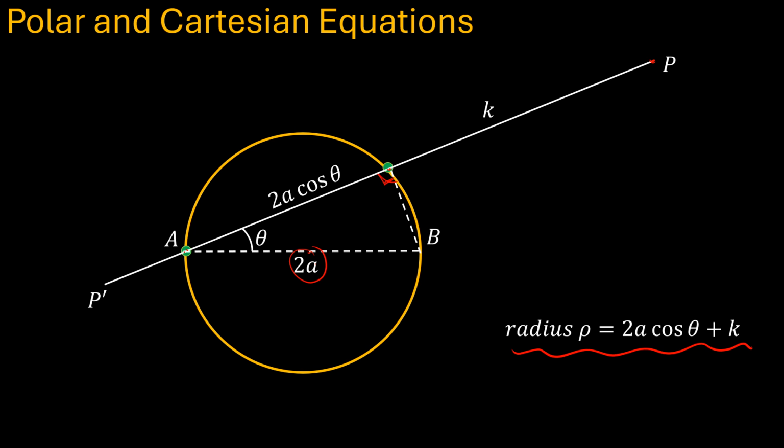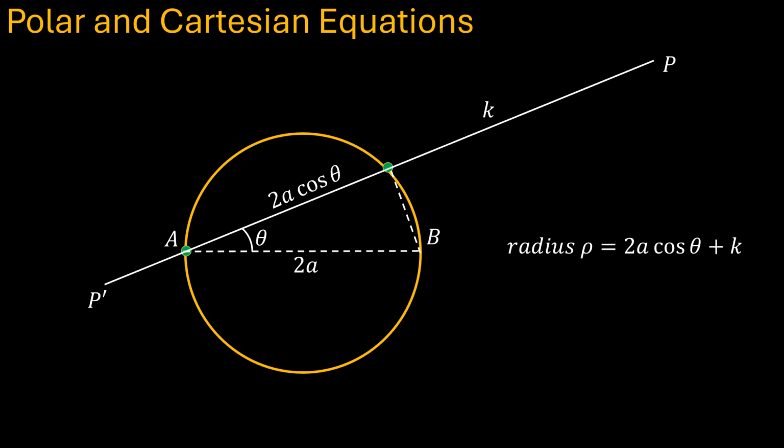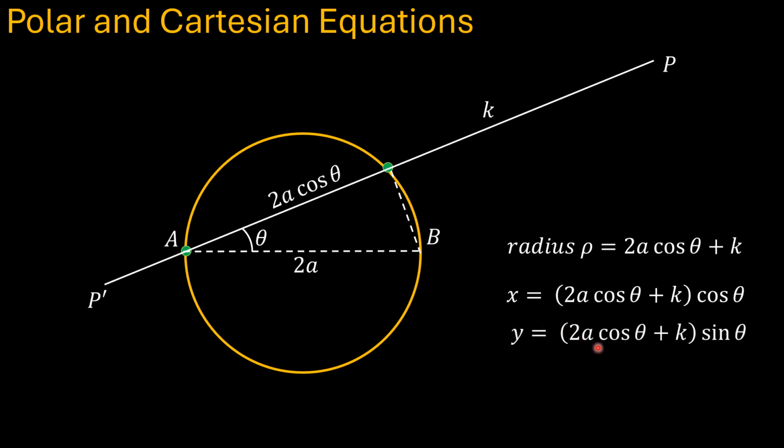Okay, so let's proceed. Since we now have our radius being 2a cosine theta plus k, that means x is (2a cosine theta plus k) times cosine theta, and then y is going to be equal to (2a cosine theta plus k) times sine theta. So these are what we will call our polar equations. So let's move a step further now and look at how we may be able to derive the Cartesian equation from what we have right now.